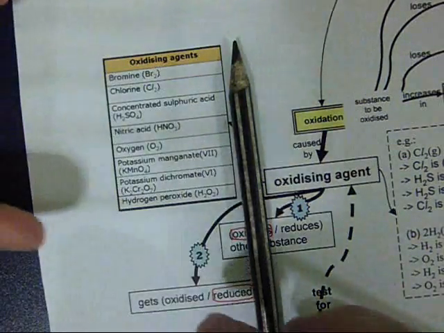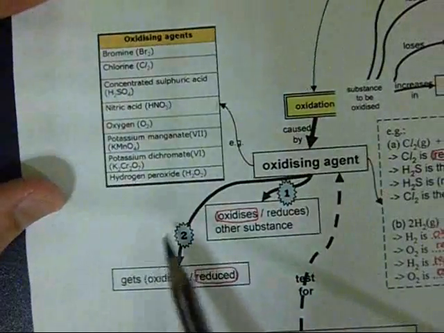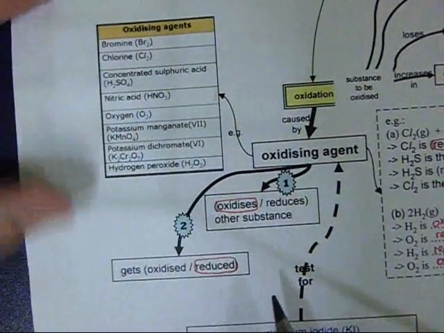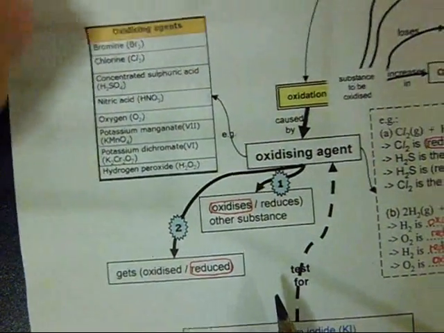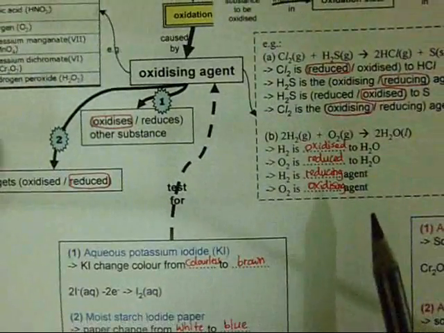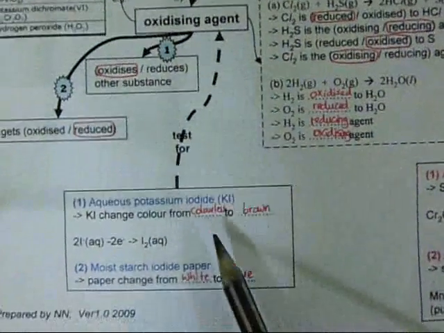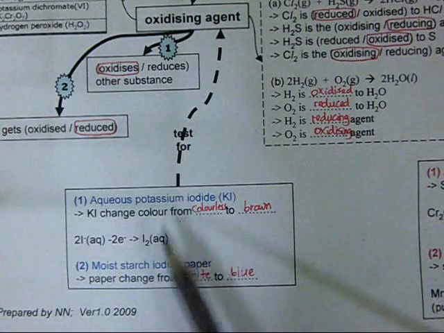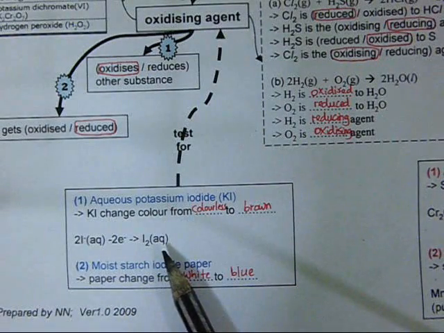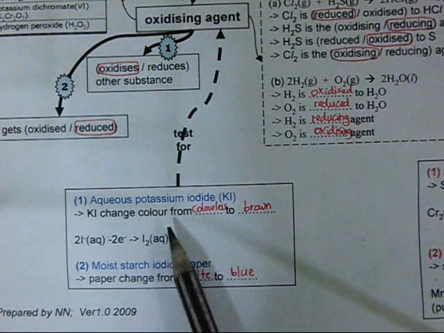Okay, so these oxidizing agents you need to remember. And then in order to test for an oxidizing agent, we need these 2 reducing agents. These 2 are the reducing agents. And you need to remember the color change.